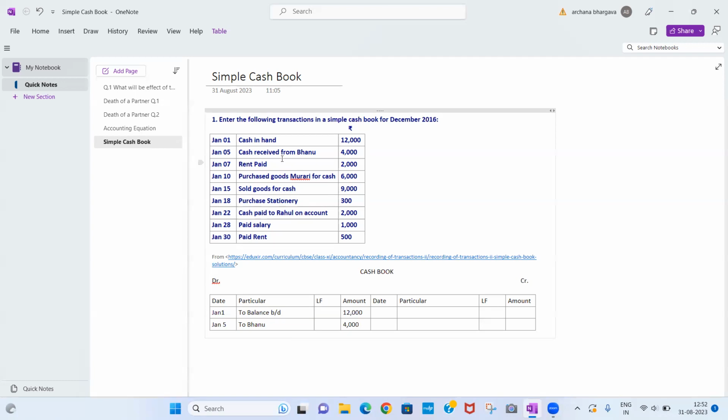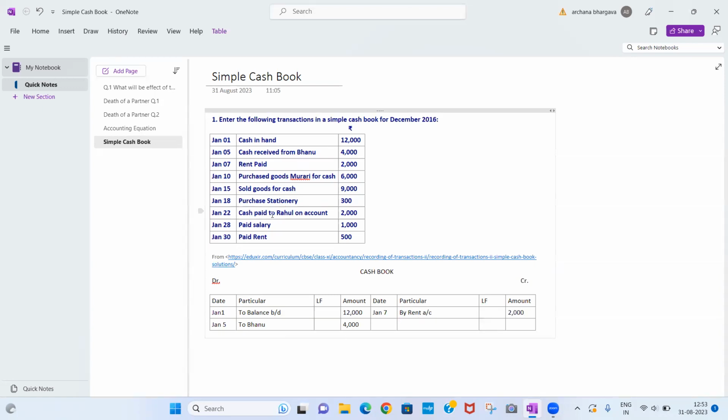Now rent paid on January 7th. Rent paid means the cash is going out. When the cash goes out, it is always recorded on the credit side, because rent account is debited to cash account. So cash is credited. So on the credit side, we will record it by rent account, and the amount is 2,000 rupees.